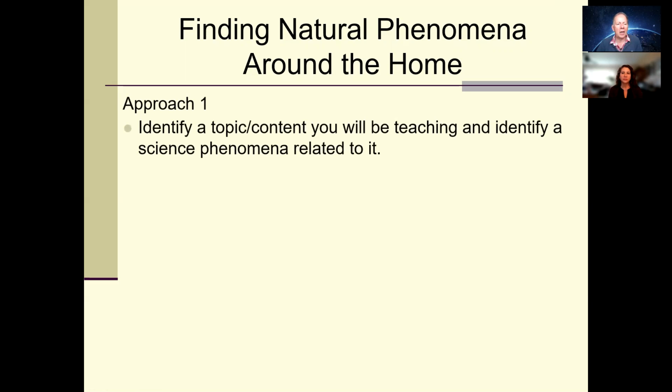Approach number one, which I started with, is I was thinking about a topic that I was going to teach on. And for me, that would be a topic I was going to use at a workshop. And then thinking about a phenomena related to that. And in most cases, that turned out to be very, very hard. I just couldn't come up with good phenomena related to certain topics. I always fell back to things I'd used in the past.